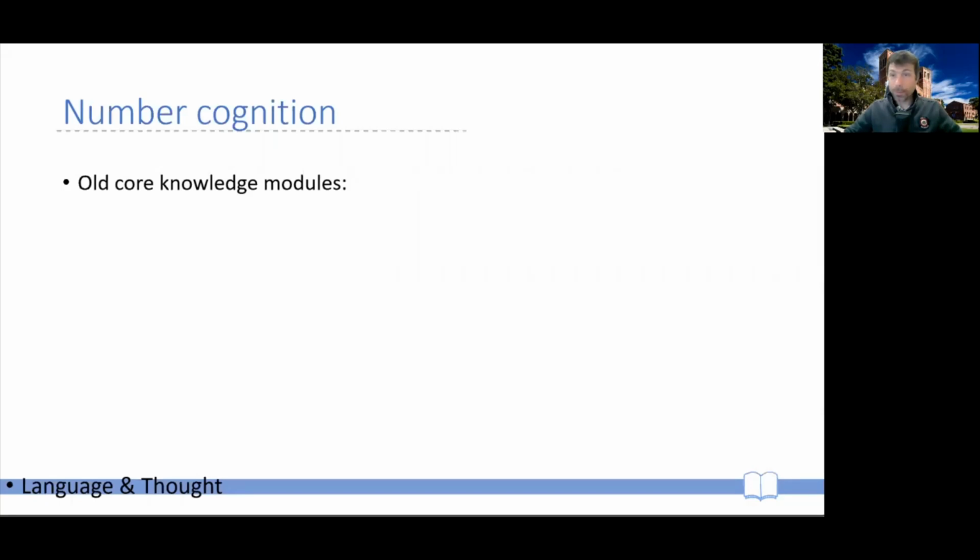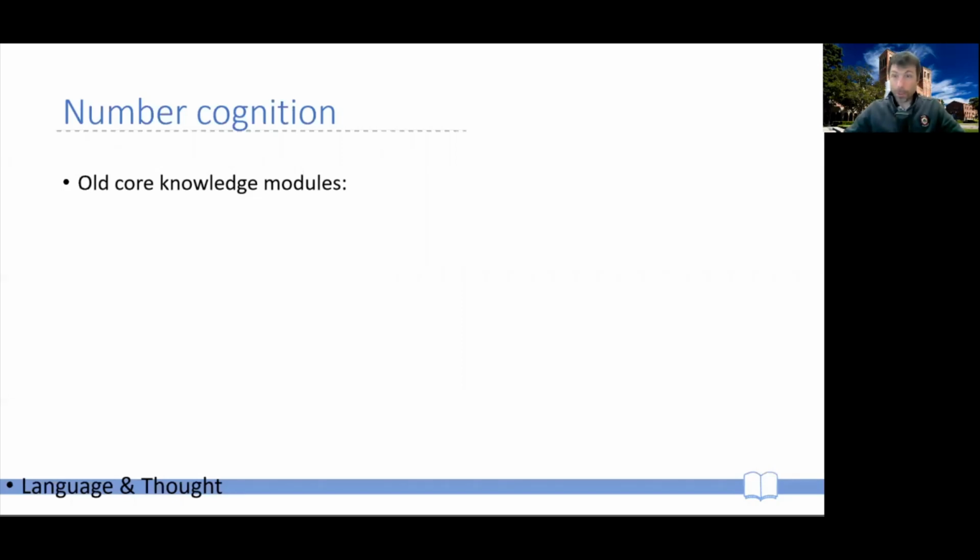Okay, so that was a cartoon example of what this theory proposes. What I'd like to do now is to dive into one real example of how this theory should work and how this idea of continuity and discontinuity with other species plays out. I will take as an example number cognition, the ability to understand number.